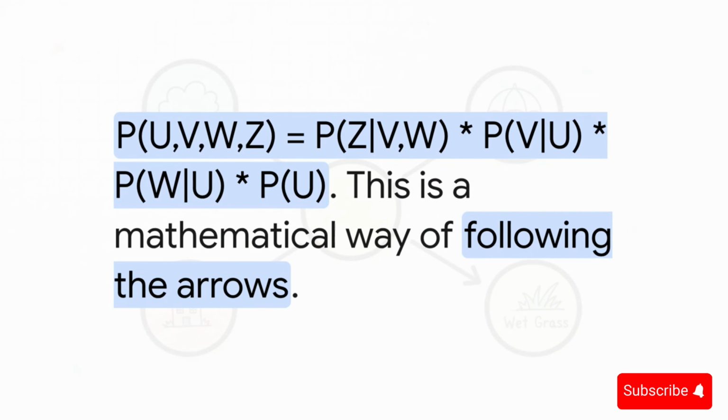And here is what that looks like in math speak. But don't let the notation freak you out. It's just a recipe. It's telling us to find the probability of Z given its parents V and W, then multiply that by the probability of V given its parent U, and so on, all the way down the chain. We're just following the arrows.